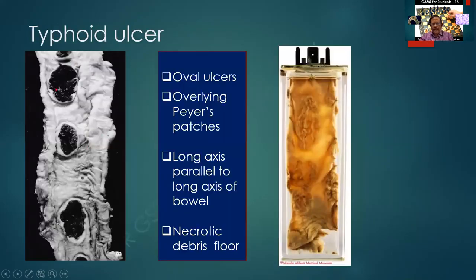A very beautiful picture which you should remember and register in your minds. Oval ulcers. And why are they oval and why is the long axis parallel? That is because the ulcers overlie the Peyer's patches, and so are parallel to the long axis of the bowel. The floor will show necrotic debris. And this is one of the most superb specimens that I have ever seen, and I have given the source in the R.A.T.S. So this is an ulcer. Again, the long axis is parallel to the long axis of the bowel.